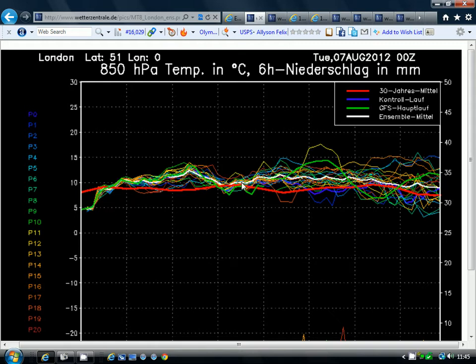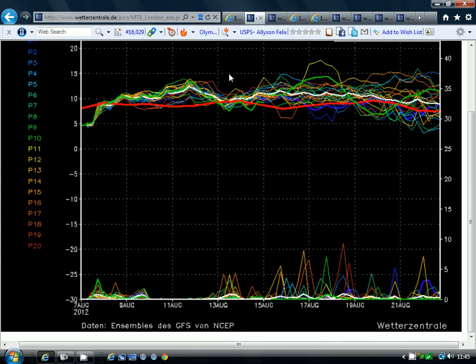A little bit of a dip takes place there once we get through to around the 13th, 14th of August, then we go above average again. And really these lines are all above the red line. The red line is where the average temperature is at this time of year, upper air temperature. All of the lines going above that red line, so this is going for quite a warm couple of weeks coming up.